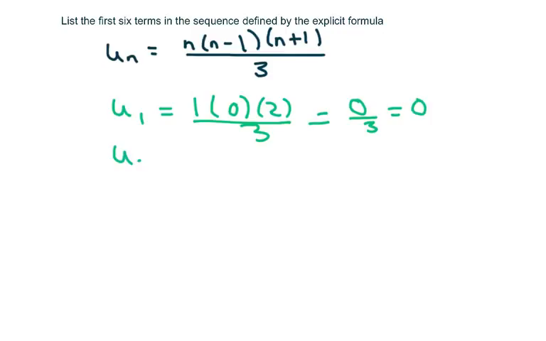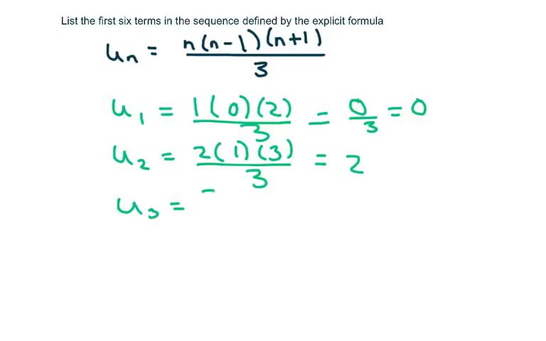Then you plug in 2. So that's 2 times 1 times 3 over 3. So that's going to be 6 over 3, and that equals 2. a sub 3 is going to be 3.